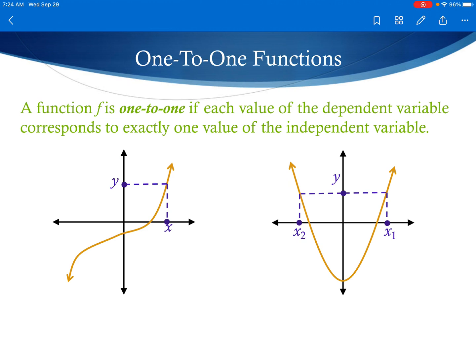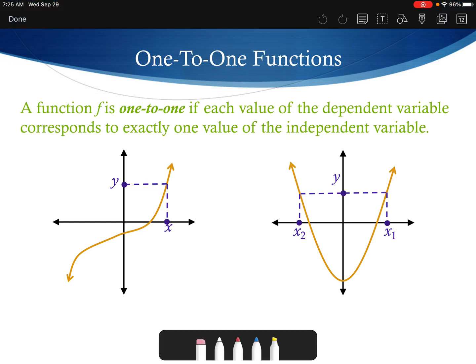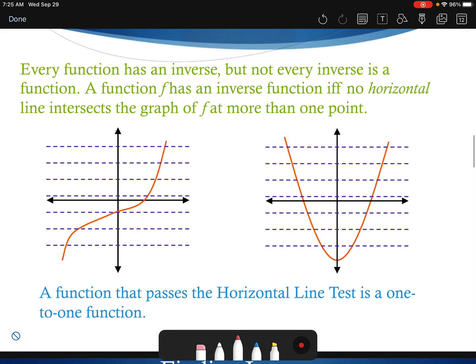A one-to-one function occurs when there is one x for one y. So, one input value for one output value. But as you see in the graph on the right, the parabola, there is one input, x sub 1, and then a y, but there is also, when you input x sub 2, the second x, you get the same y. So, what does this mean?